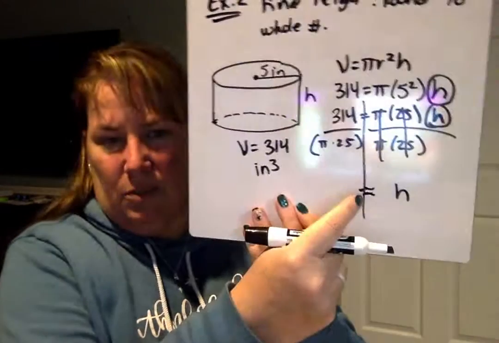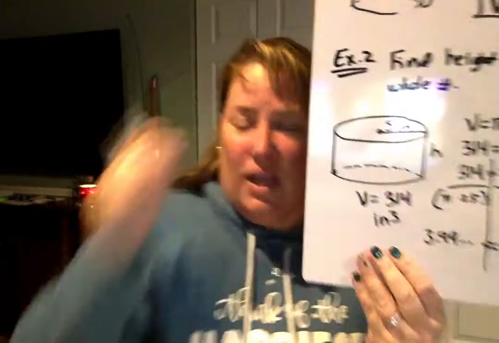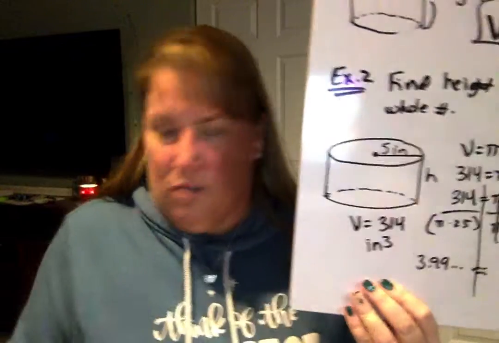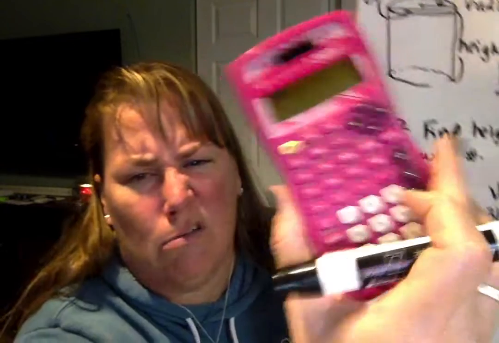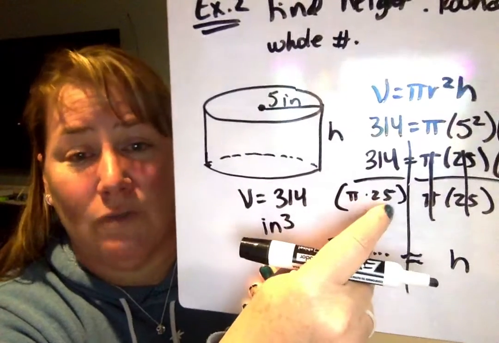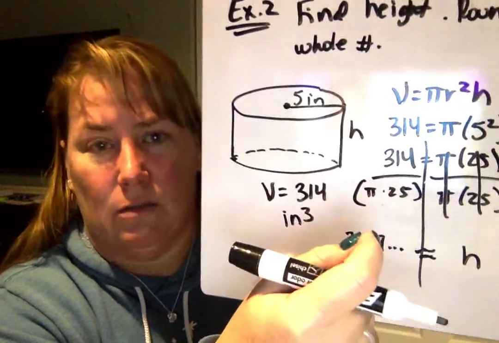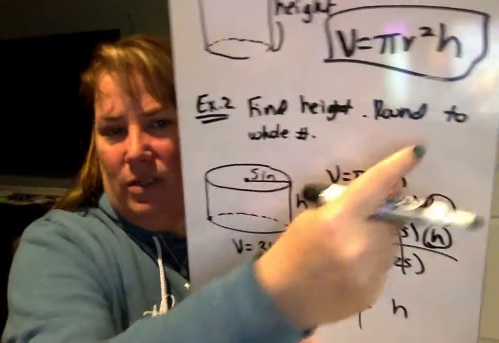Now, if you enter this correctly, you should get approximately 3.99 blah, blah, blah. If you did not get that, you didn't enter it correctly. So again, here's what it looks like. I cleared it out. It looks just like this: 314 divided by left parenthesis pi times 25 right parenthesis. Then hit enter. Looks just like that. 3.99. Round to the nearest whole number.